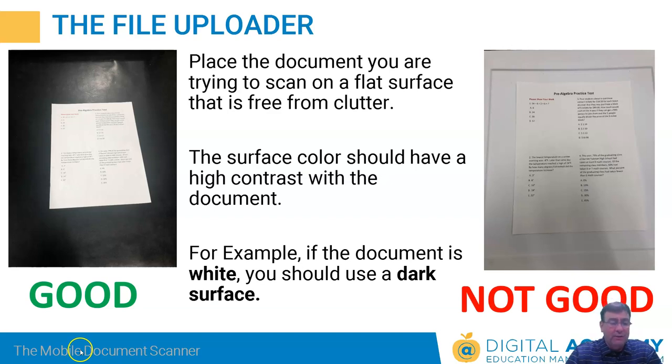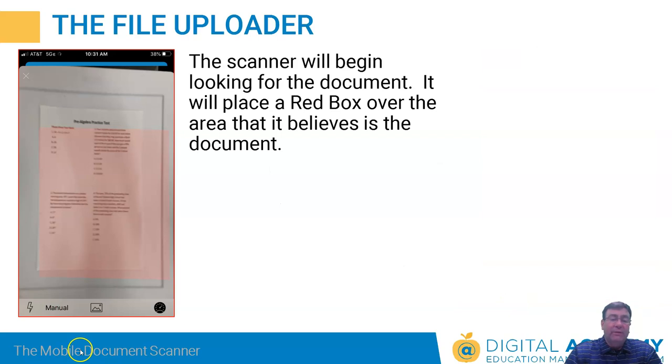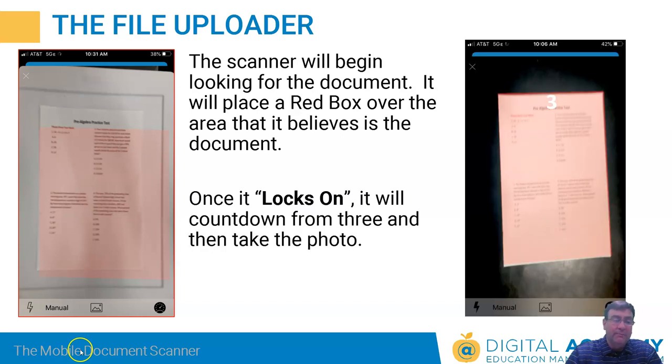Once you have your document, the scanner will begin looking for the document, and it'll put a red box over the area that it believes is the document. As you can see here, we're trying to scan a white document on a white background, and it's struggling a little. Moving it to a black background, it finds it right away, and once it locks on, it'll start a countdown, which will go 3, 2, 1, and then it will automatically take the photo. You need to hold the camera very still while it's doing that. If you move it, it'll lose its lock and it'll have to start over.